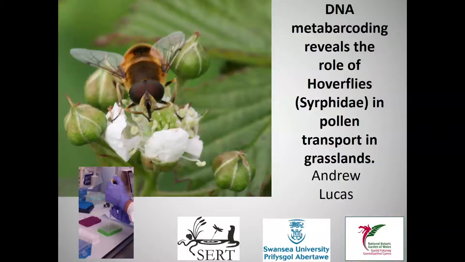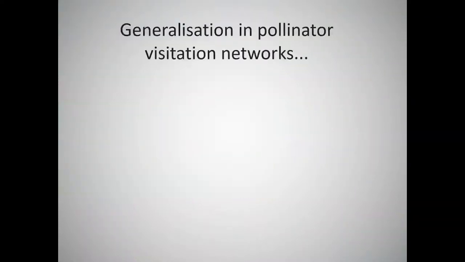When you see pollination in the media, in the popular press, it's always the amazing mutualisms that get the attention, the orchid that has one species of fly that pollinates it. But we know now that pollination networks generally are not like that. In fact, they tend to be generalized, with plants having a number of different pollinators, and pollinators in turn visiting a number of different plant species.